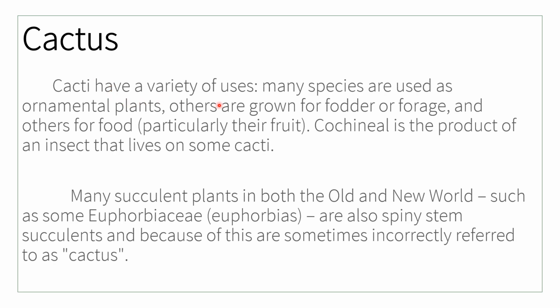Cacti have a variety of uses. Many species are used as ornamental plants, others are grown for fodder or forage, and others for food, particularly the fruit. Cochineal is a product of an insect that lives on some cactus. Many succulent plants in both the Old and New Worlds, such as some Euphorbiaceae or Euphorbias, are also spiny stem succulents. Because of this, they are sometimes incorrectly referred to as cactus.